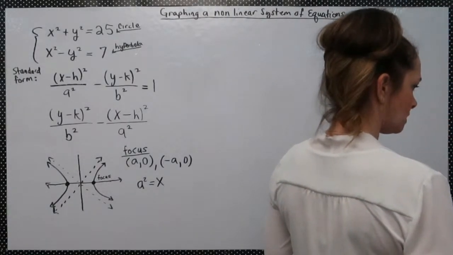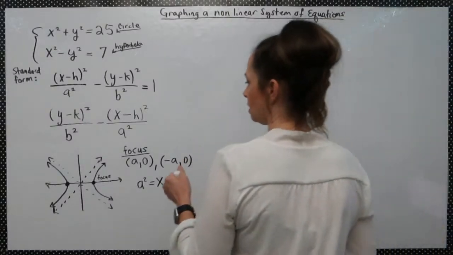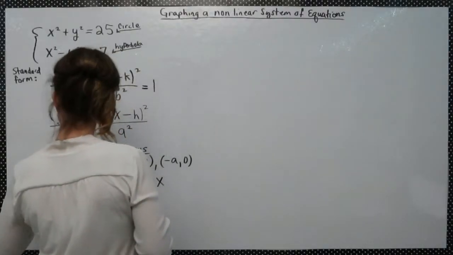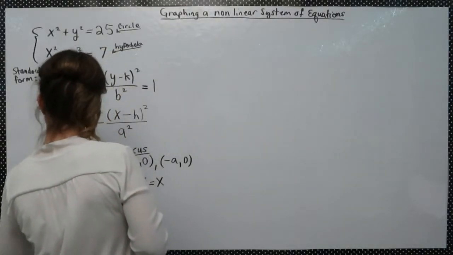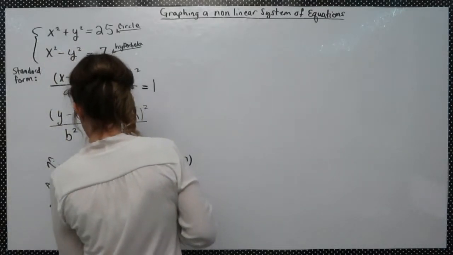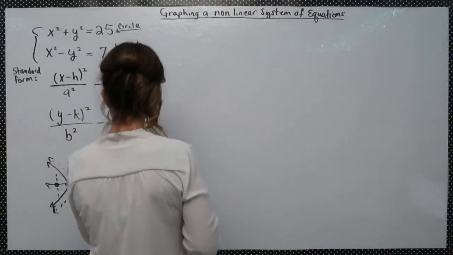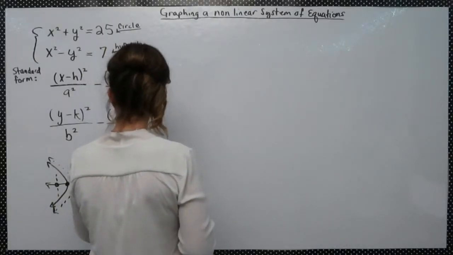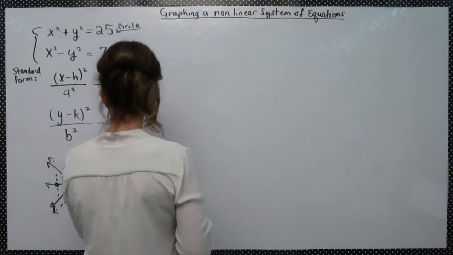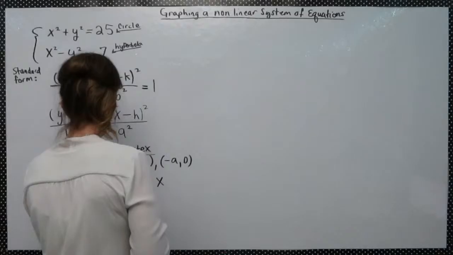That's the vertex. Okay. The focus is here. And they're called foci. This is the vertex, so I don't want to tell you wrong. That's the vertex. These are the foci. All right.